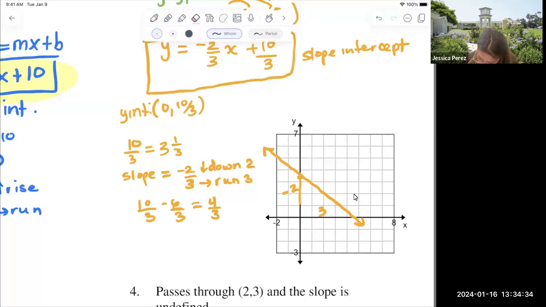When I do my equation, there is my y-intercept. And then if I go down, my y is 4/3, and my x will be 1.